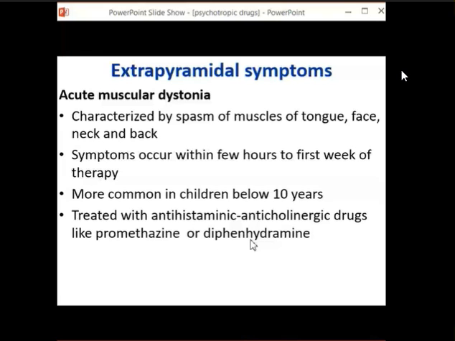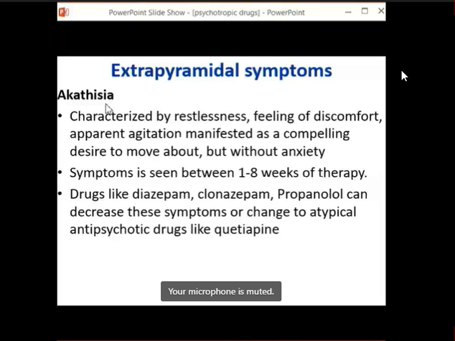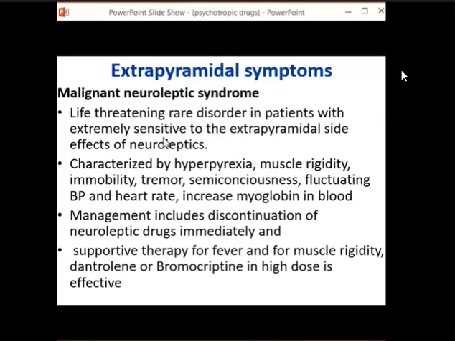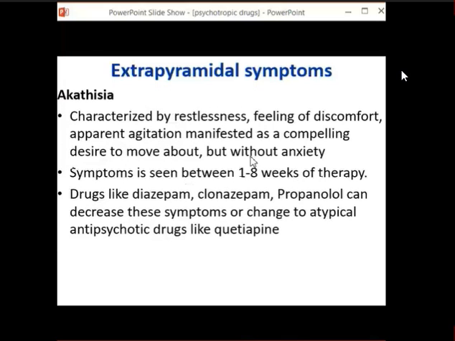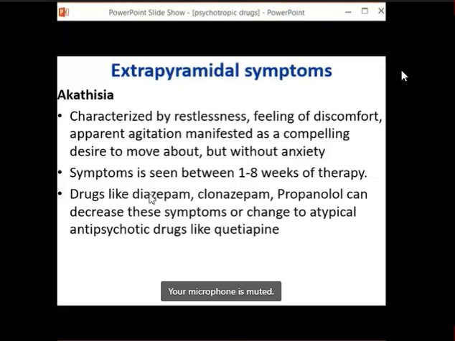Akathisia is the condition characterized by restlessness, feeling of discomfort, apparent agitation, manifested as a compelling desire to move about but without anxiety. The symptoms start between 1 to 8 weeks. Here the treatment usually starts with benzodiazepine group of drugs like diazepam and clonazepam. If not managed, propranolol can also be given to decrease the symptoms, or change to an atypical antipsychotic drug like quetiapine.